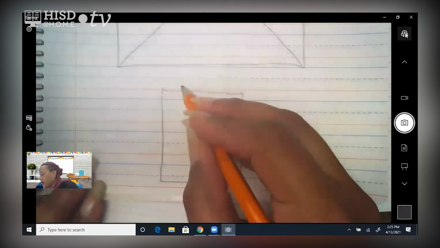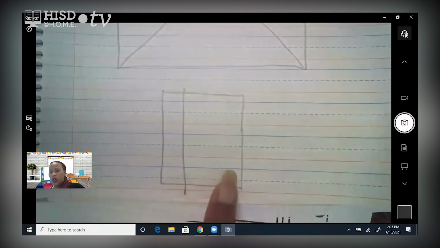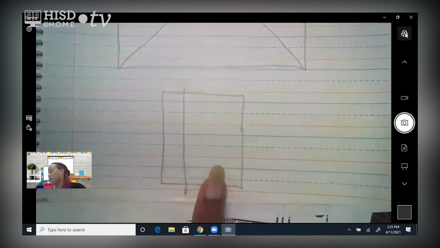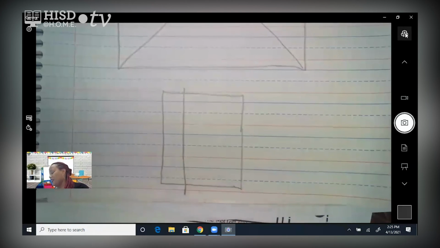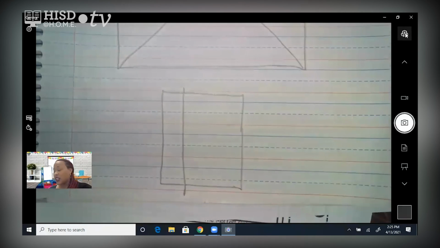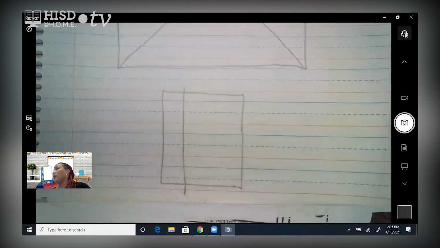So here, if I put my line here, is this equal parts? Yes. Is this equal? No. No, because it's not the same. Is one side bigger than the other? Yes. Can you show me unequal parts on yours? Remember, unequal means it is not the same.